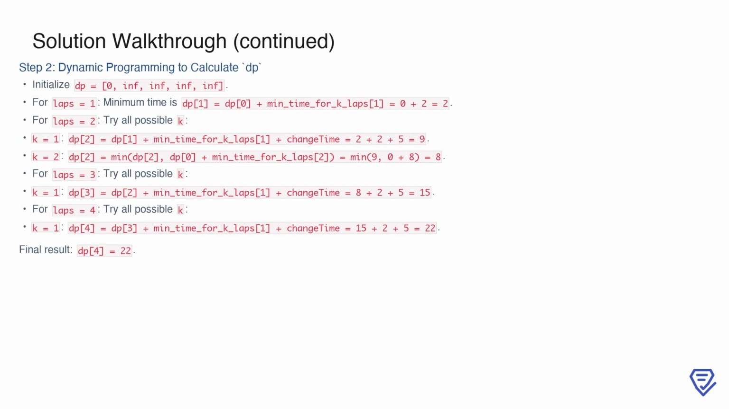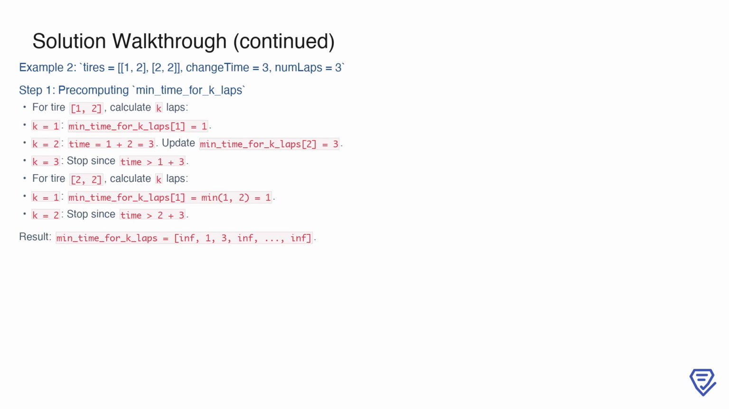For the third lap, we again use one lap at a time, leading to dp[3] equals dp[2] plus min_time_for_k_laps[1] plus change time equals 8 plus 2 plus 5 equals 15. Finally, for the fourth lap, repeating the same process gives dp[4] equals dp[3] plus min_time_for_k_laps[1] plus change time equals 15 plus 2 plus 5 equals 22. The final result is dp[4] equals 22, meaning it takes 22 units of time to complete all 4 laps.